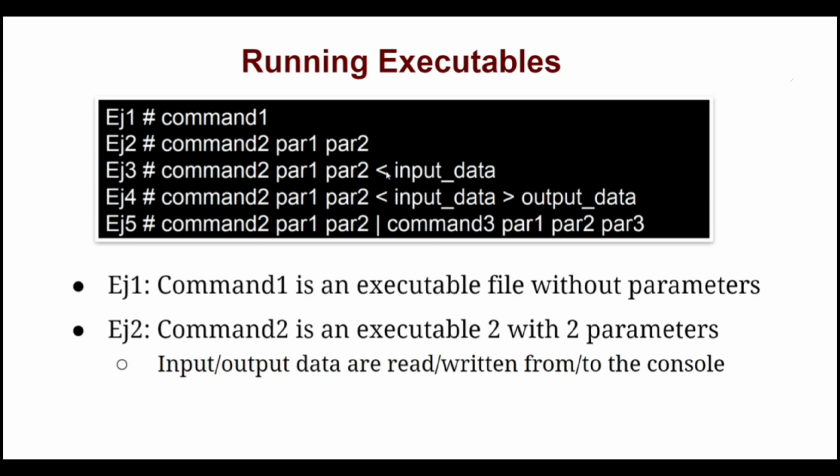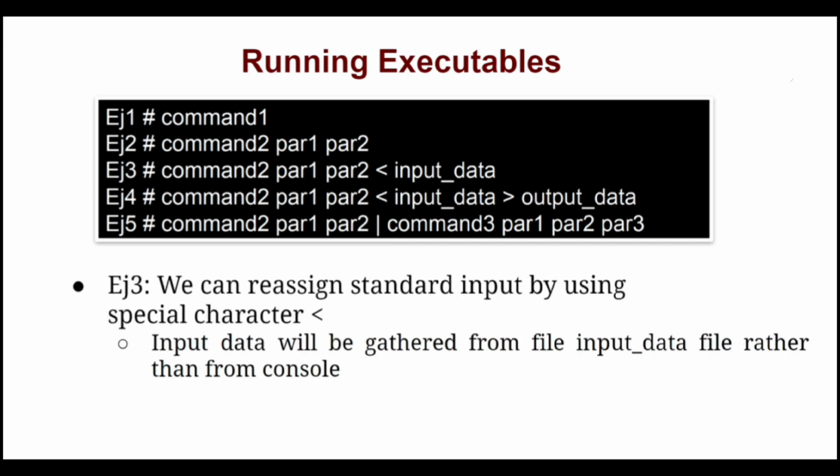However, if we take a look at example 3, we have command 2, right? Parameter 1, parameter 2, and we have this symbol, the character less than, and then we have the input data. With this, we can reassign the standard input by using this special less than character. We are basically saying that the input for the executable command 2 is going to be given inside this file, so that the input data of this program will be gathered from the file input data rather than from the console.